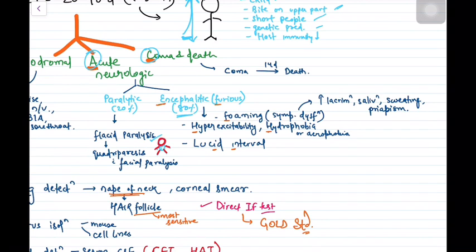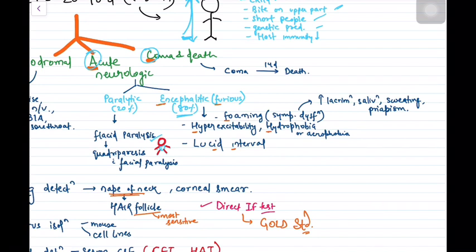Now the encephalitic phase or the furious phase, which comprises 80% of the neurological phase, is easy to remember because furious means very furious, running here and there, and all the symptoms you have seen in the patient of rabies like hydrophobia, aerophobia. Then due to sympathetic dysfunction, he will show foaming, increased lacrimation, salivation, sweating, priapism, and there will be a lucid interval. Now you can easily relate all of these symptoms when I say furious.